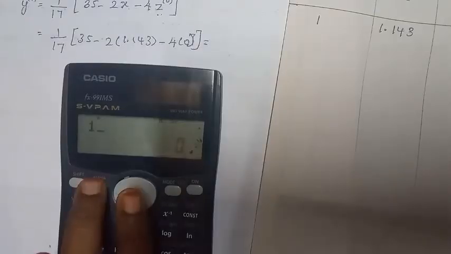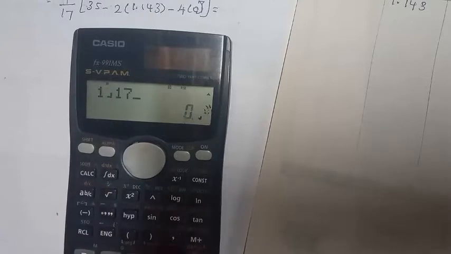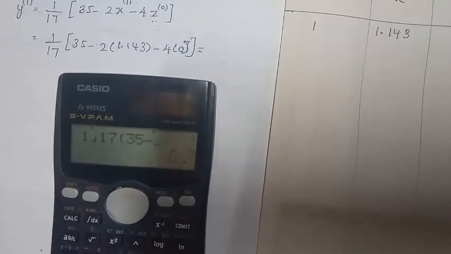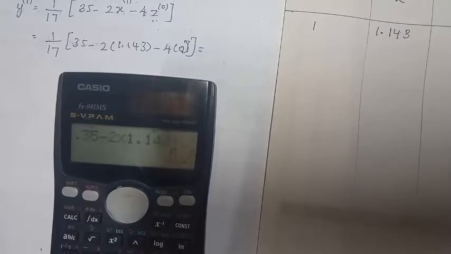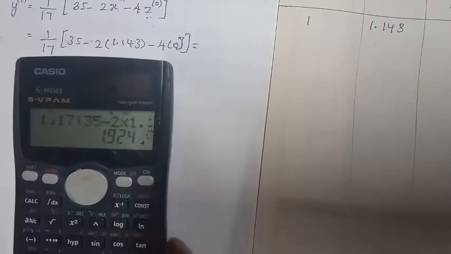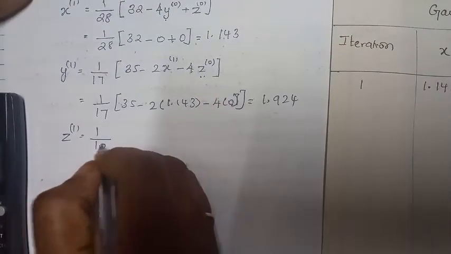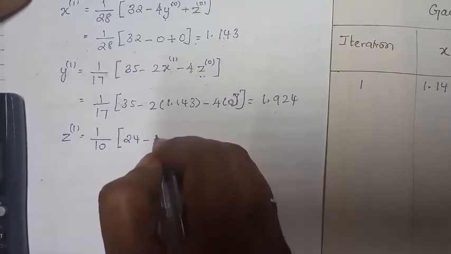1 by 17, open the bracket, 35 minus 2 into 1.143. The last term is 0 only. So close the bracket, equal to, the answer is 1.924.